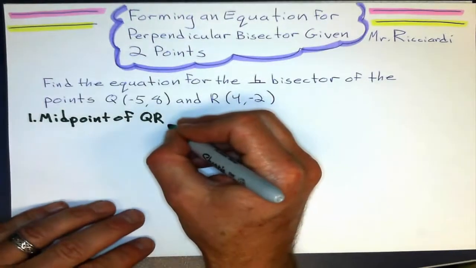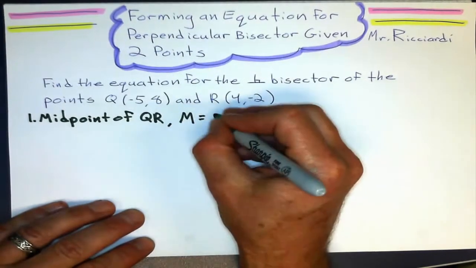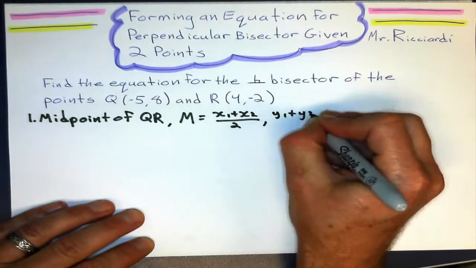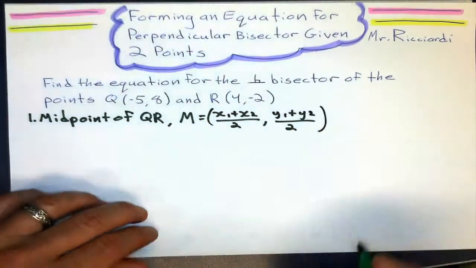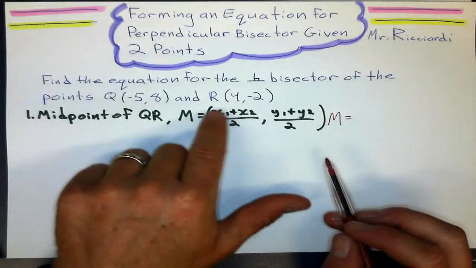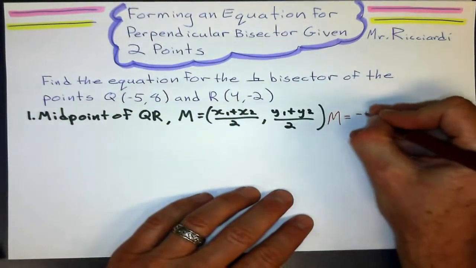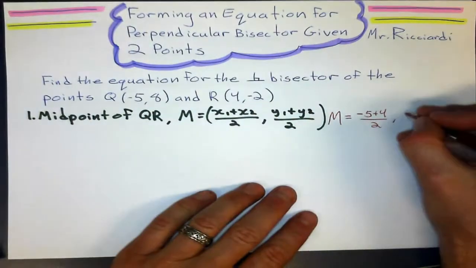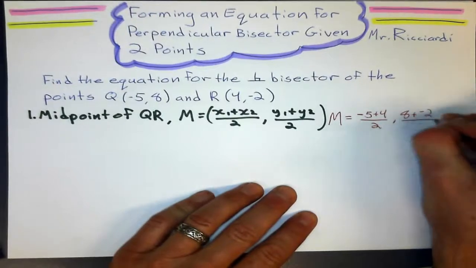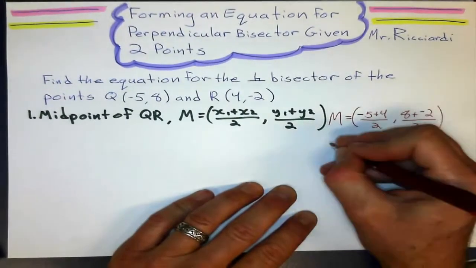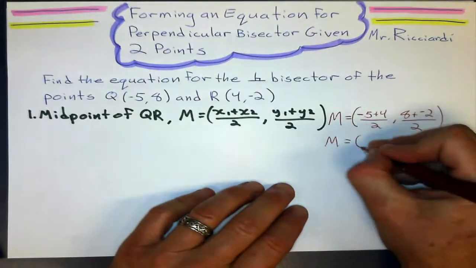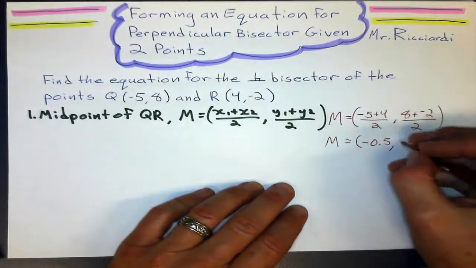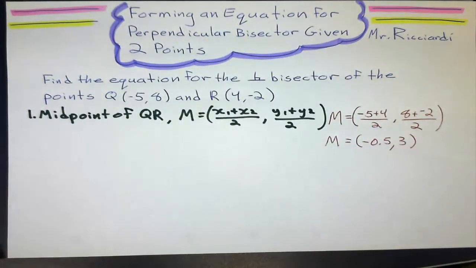Okay. First, we find the midpoint of that line segment. Midpoint we'll do capital M. And of course, it's x1 plus x2 divided by 2, and y1 plus y2 divided by 2. The midpoint is a coordinate. And what are the two x-coordinates? The two x-coordinates are -5 and 4. So -5 plus 4 divided by 2. And the y-coordinates are 8 and -2. So 8 plus -2 divided by 2. And that will give us our midpoint of QR, which is the x-coordinate is -0.5. And the y-coordinate is 3.